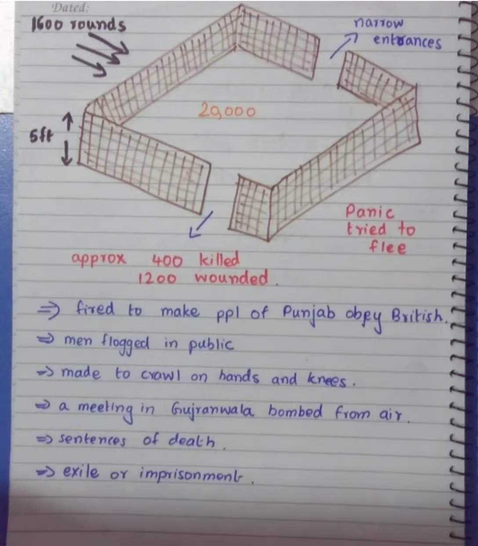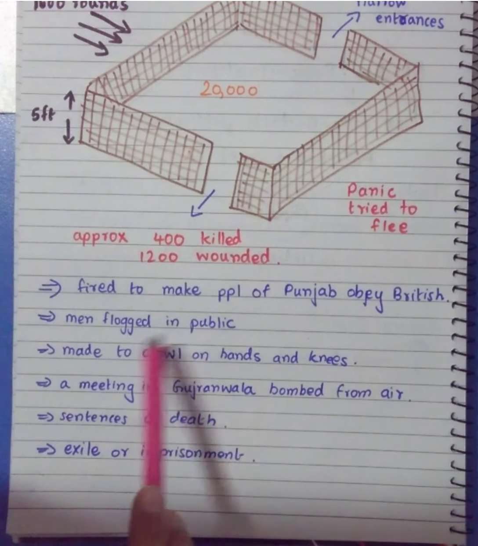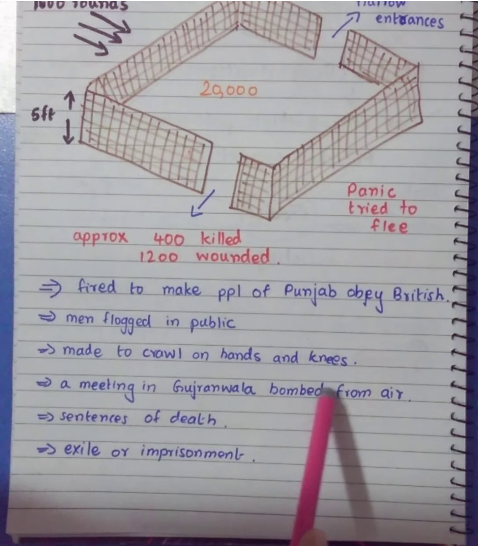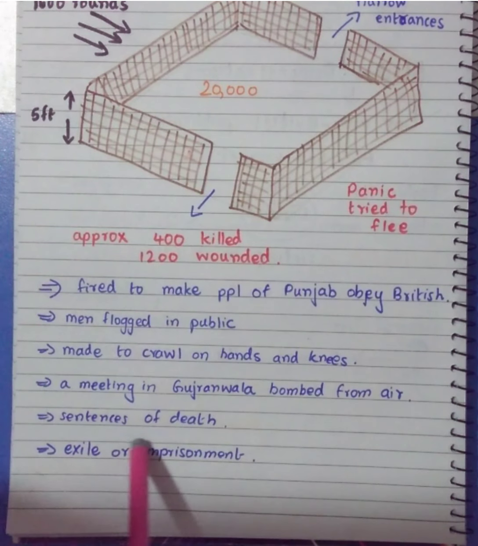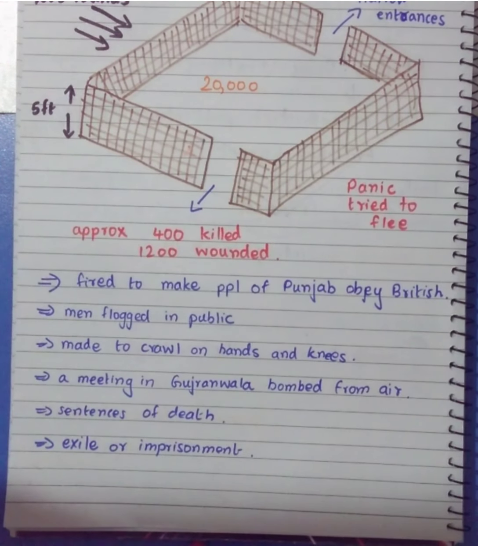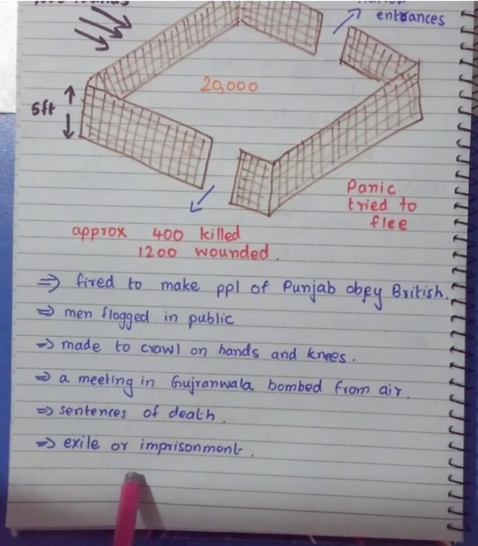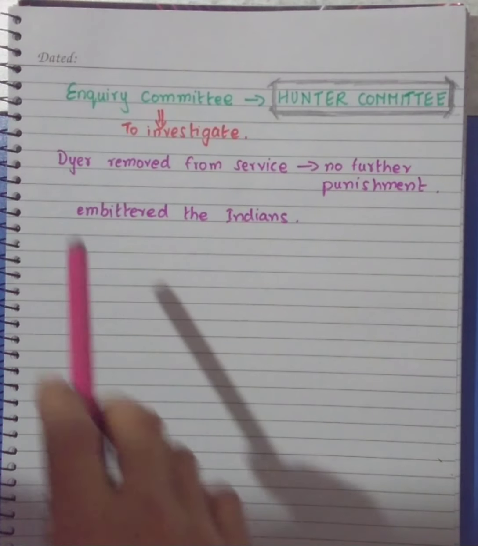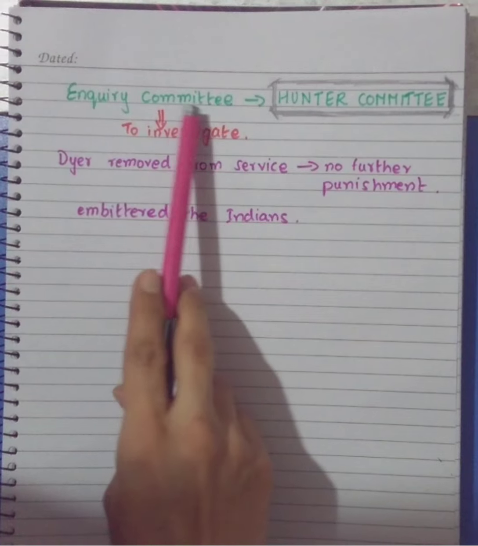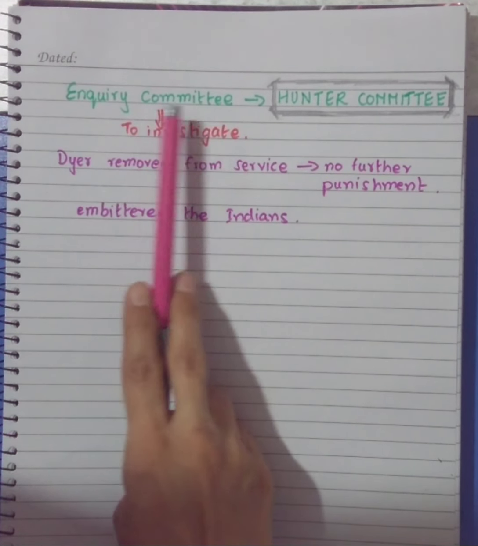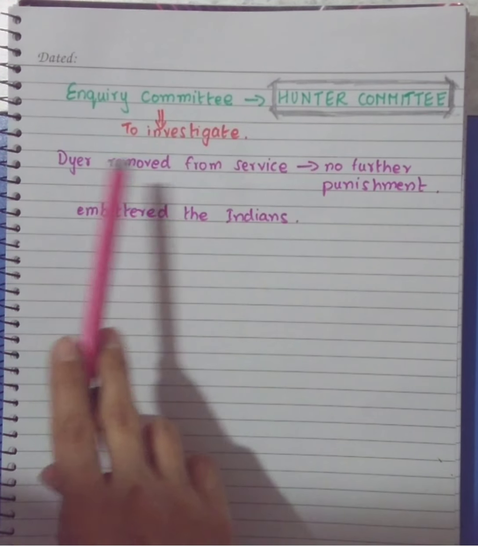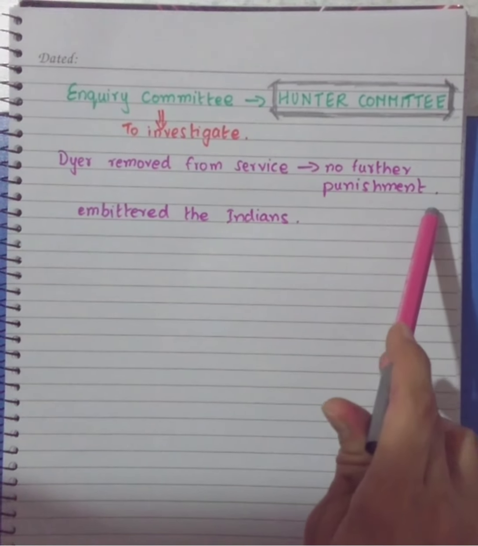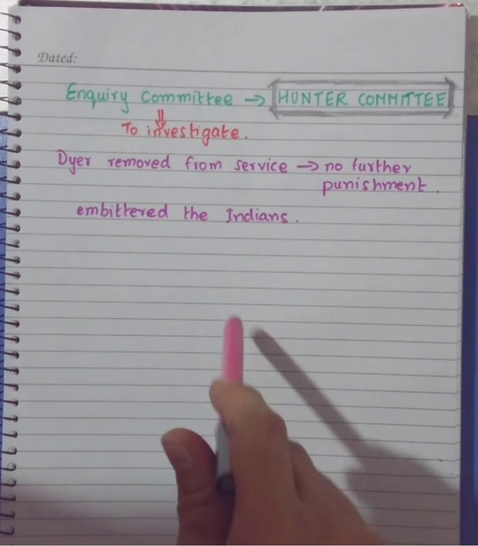There were other violent incidents that took place as well. Men were flogged in public, and they were made to crawl on their hands and knees. And a meeting in Gujranwala was bombed from the air, and there were numerous sentences of death that were announced, and many of the people were imprisoned, or they were sent into exile. So finally, the British government decided to form a committee in order to investigate what had happened in Amritsar. An inquiry committee was set up by the name of Hunter Committee, and the findings of that committee resulted in the removal of General Dyer from service, but he was given no further punishment, and this embittered the Indians.